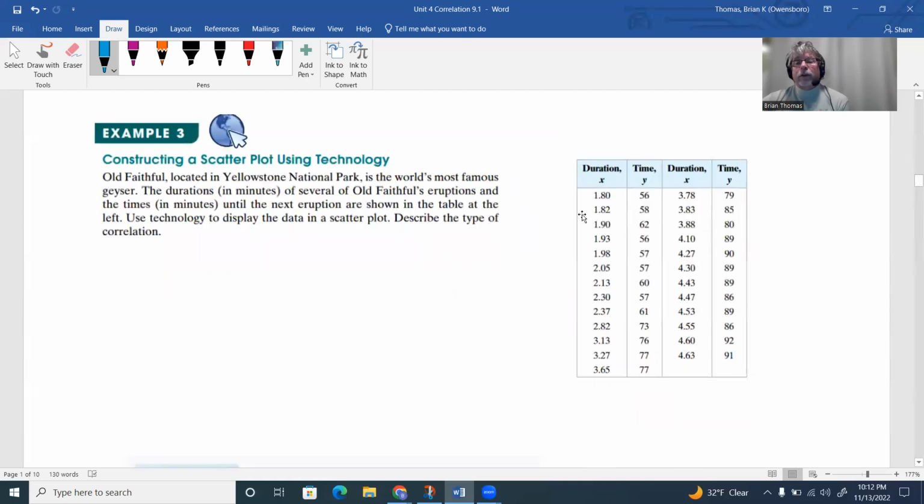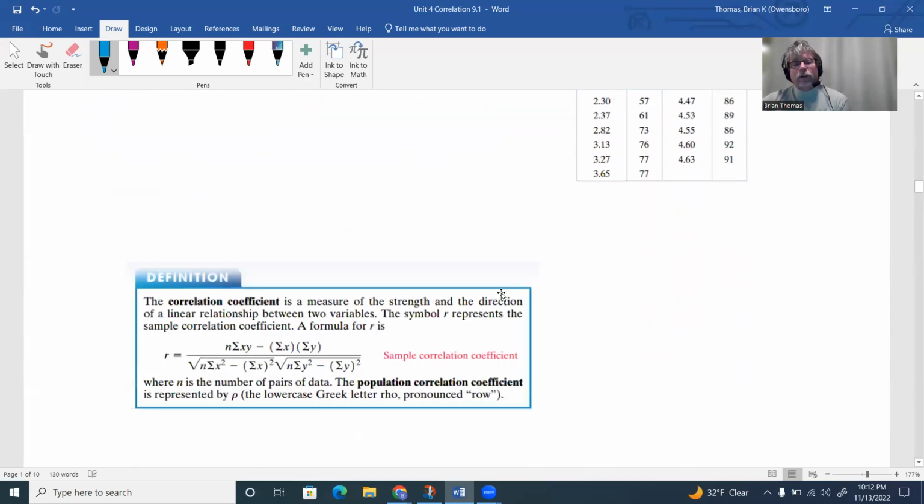This is Old Faithful. I think we had 25 pieces of data here. 1, 2, 3, 4, 5, 6, 7, 8, 9, 10, 11, 12, 13. Yeah, this had 25 pieces of data. So to find R, we're not going to use this formula. We're actually going to use a calculator.